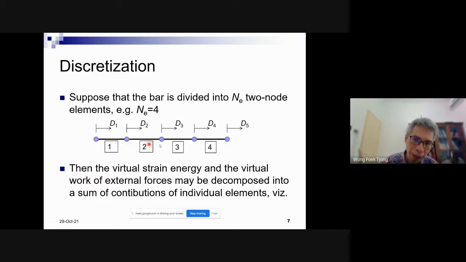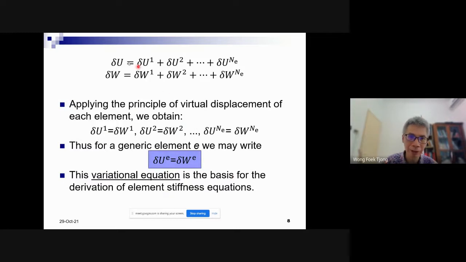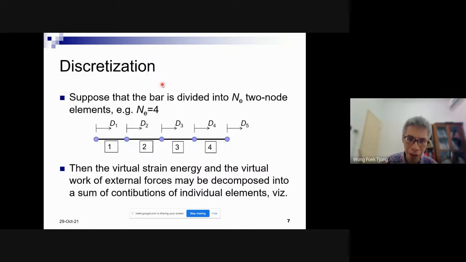Well, if we divide the structure into elements, we can write the strain energy and work of the lateral forces as a decomposition of individual elements. So the virtual strain energy total for the whole structure is the summation of the contributions from the elements. Similarly, the work of the external forces is also the contribution of all elements. Of course, in this example, only 4 elements.